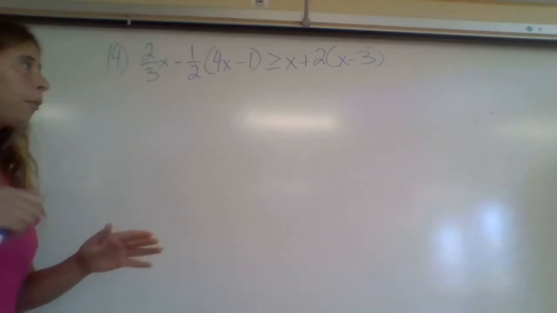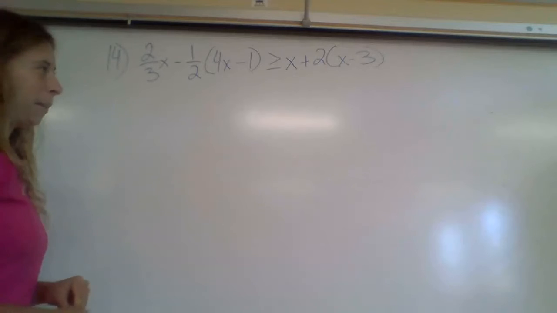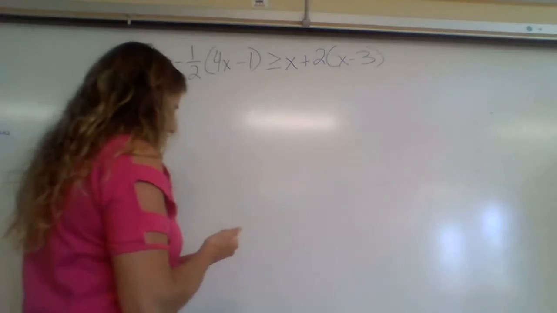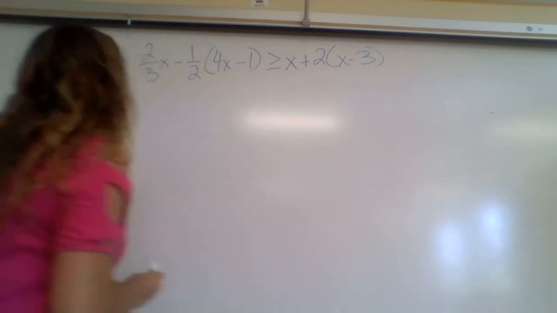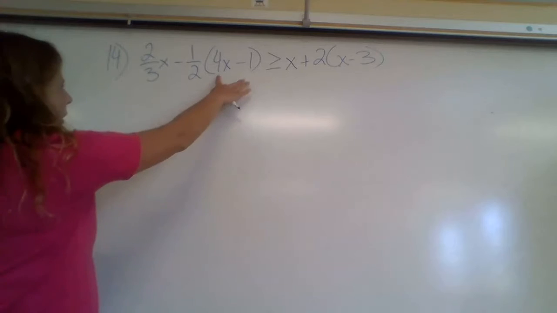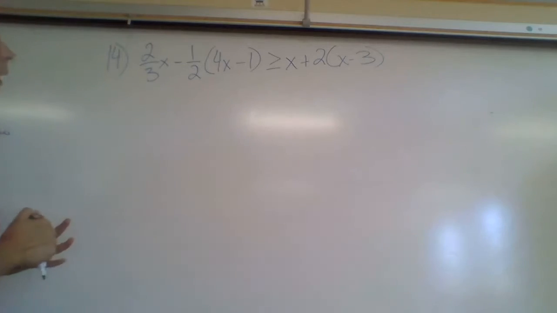Okay, I'm going to do number 14. I tried once and I made a mistake and messed up the whole problem, so that just shows you have to be very, very careful. So this is round 2. Alright, so I have 2/3 x minus 1/2 times quantity 4x minus 1 is greater than or equal to x plus 2 times quantity x minus 3.